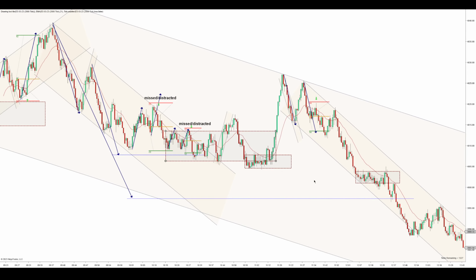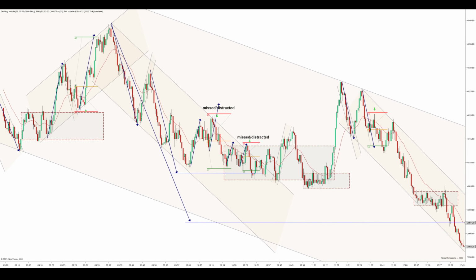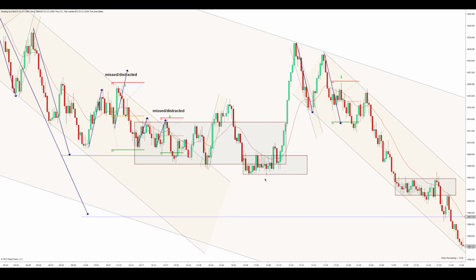Eventually I did start extending this range. But we push lower here. We start getting very choppy around the lows of this range. There are no clear entries in this or anything. And then we do eventually make this higher low, which I'm still not going long at this point. And we have this big push higher.